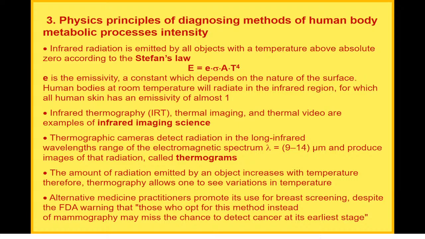Thermographic cameras detect infrared radiation in the long infrared wavelength range of the electromagnetic spectrum. You can see what those wavelengths are, and they produce images of that radiation called thermograms. The amount of radiation emitted by an object increases with temperature. Therefore, thermography allows one to see variations in temperature.